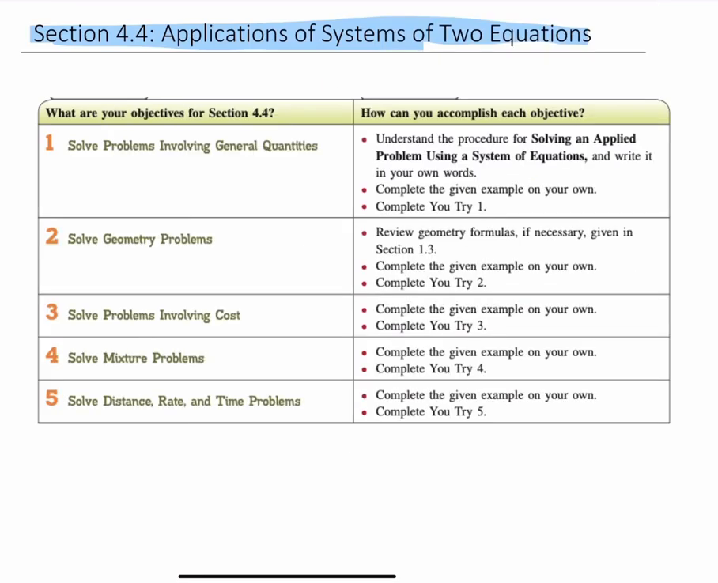All right, that's it for this video. So we solved some problems with general quantities. We saw a geometric example, a problem involving cost. Saw a mixture problem, and we finished off with that distance, rate, and time problem. But all of them we were able to solve using our methods of solving a system of two equations, either by substitution or elimination.